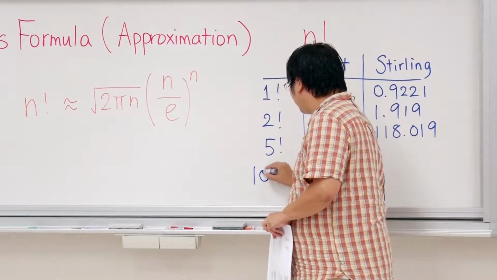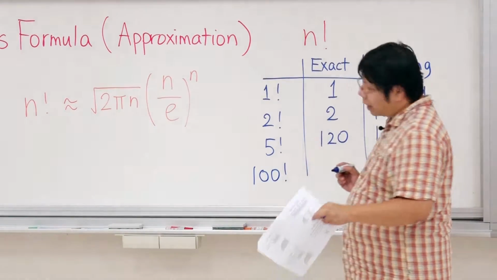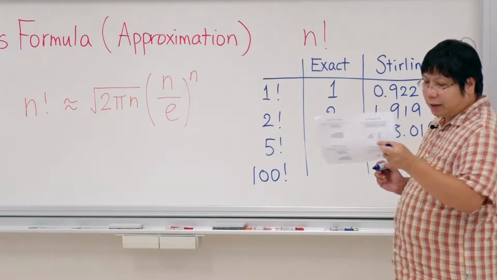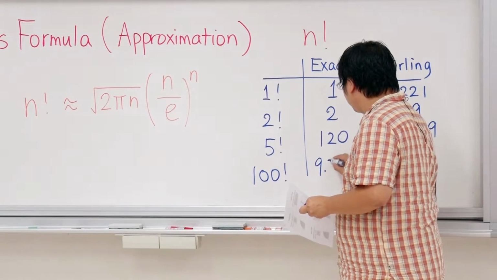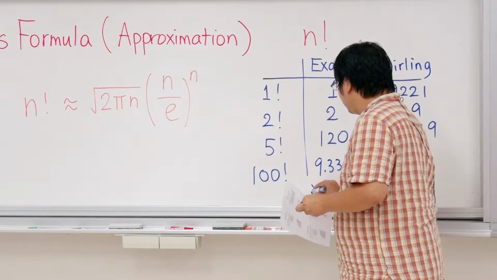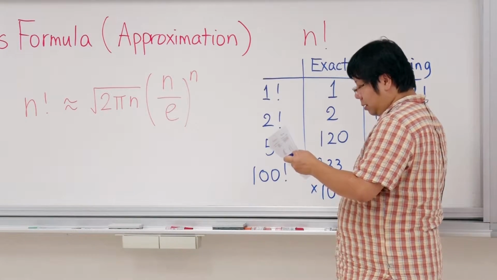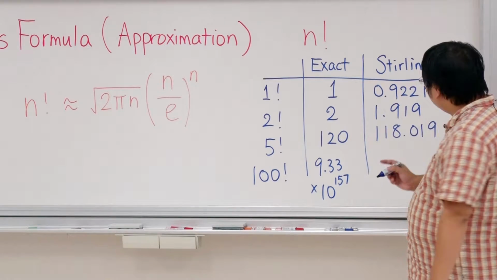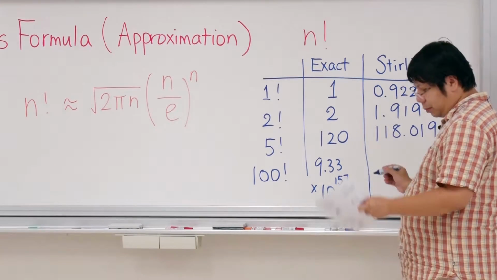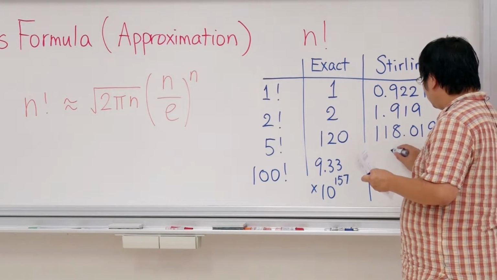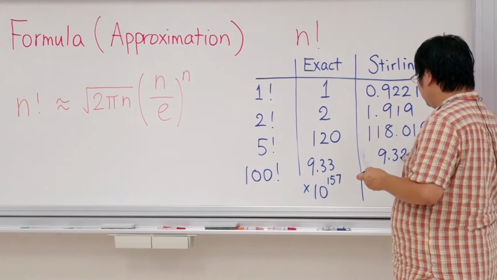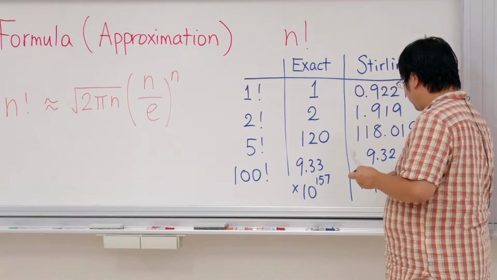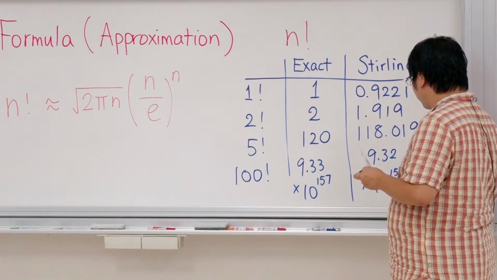Let's take a larger number this time. Let's look at 100 factorial. This is going to be a large number. Roughly, it is 9.33 times 10 to the power 157. But if we use Stirling's approximation, we get 9.32 times 10 to the power 157.